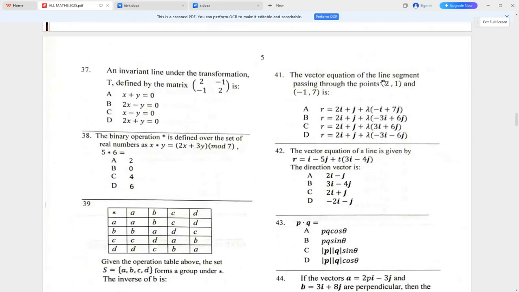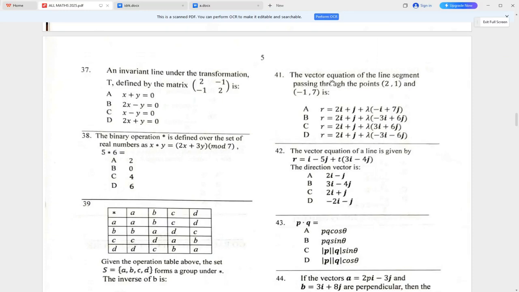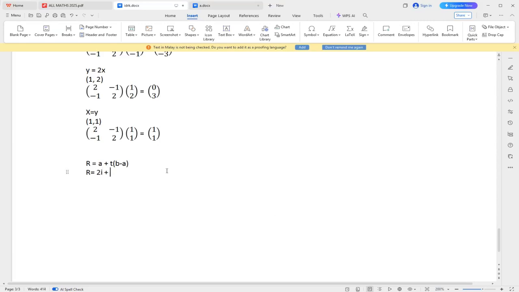Now question 41, the vector equation of the line segment passing through the points (2, 1) and (-1, 7) is. The vector equation of a line passing through those points is r equals A plus a parameter, say parameter t, times B minus A, where A is simply the first given point and B is the second given point. So the line is equal to, our first given point is (2, 1), that's 2i plus j, plus the parameter t times the second point minus the first point.